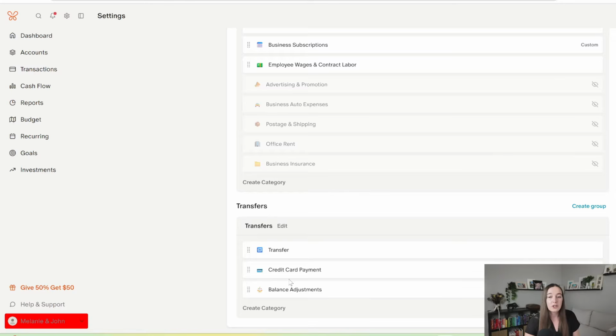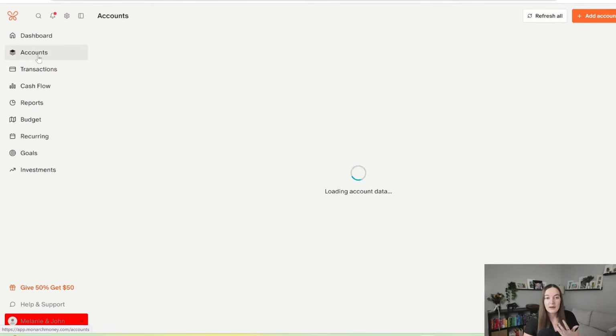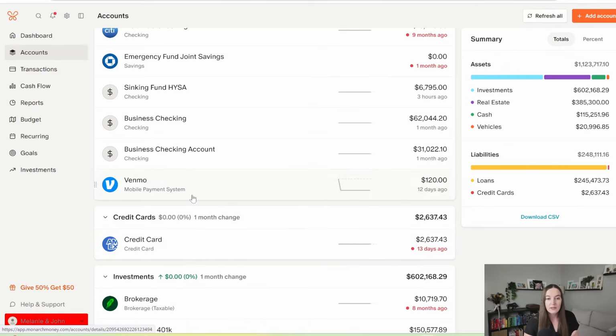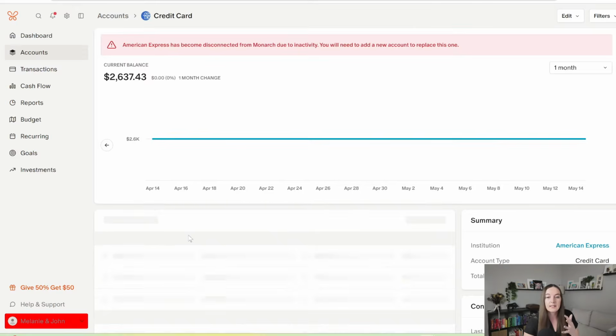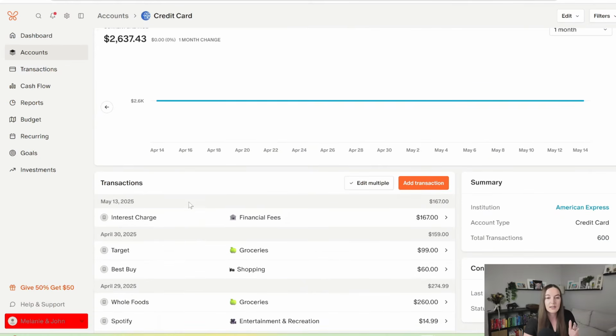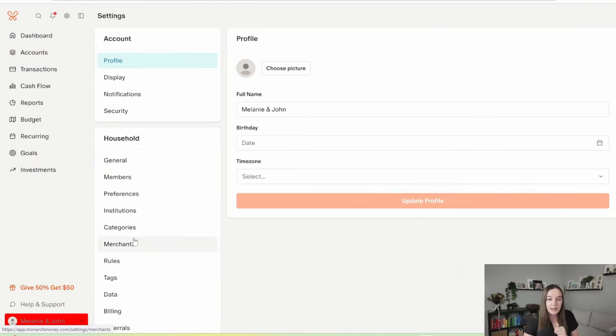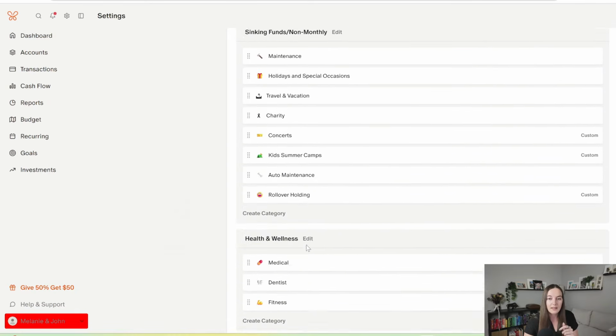So your credit card payment should be down here if you have connected your credit card payments to Monarch. Now, what I mean by that is if you go to your account page and you see your credit card accounts in here, they are feeding transactions. When you click on this, there are lots of transactions here that you can look at. That means that your credit card payment belongs all the way at the bottom in the transfer section.